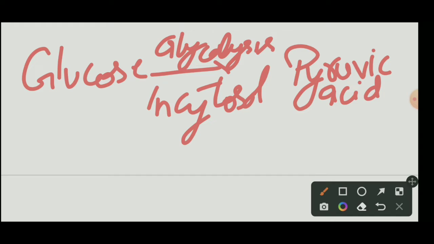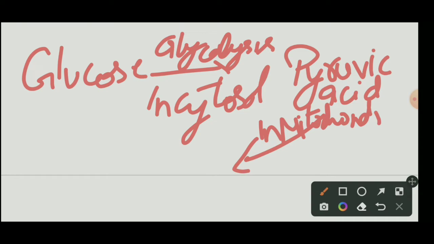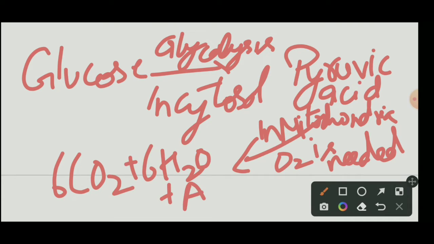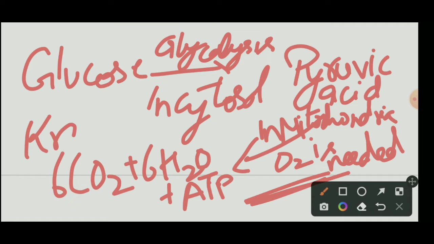Okay, and this pyruvic acid, when it reaches the mitochondria, where oxygen is needed, produces carbon dioxide, water, and energy in the form of ATP. Approximately 36 to 38 ATP is produced here. So this process, the process that occurs in mitochondria, is considered the Krebs cycle.